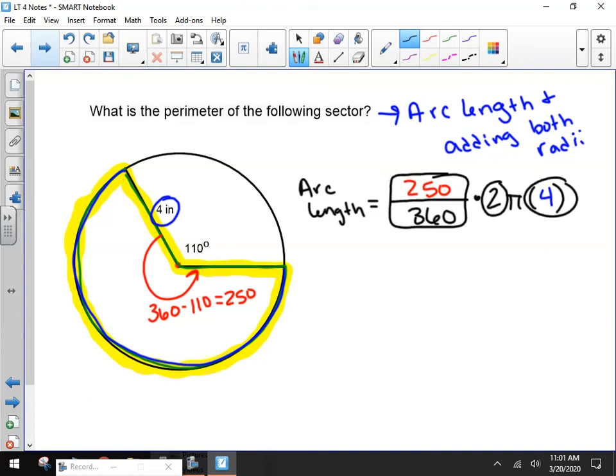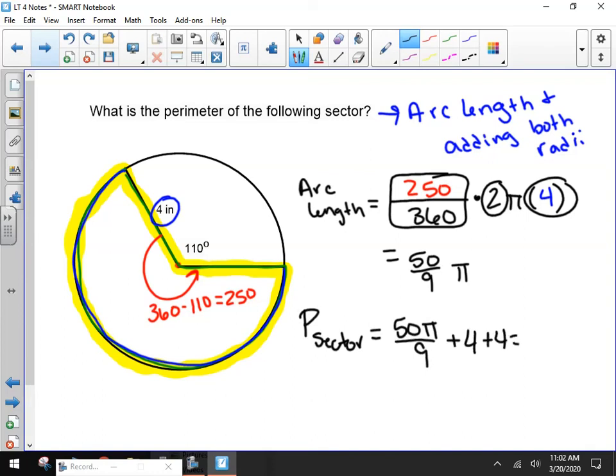Yes, we still need to keep it as a fraction, and we still have to leave pi. Then, to find the perimeter of the sector, we take the arc length, which is 50 pi over 9, and we add it to both radii. If I simplify that down, it's plus 8. That's as far as I can simplify it. I can't combine them because 8 doesn't have a pi, so they're not like terms. So you have to leave it like that, and that is the most exact form of this answer.